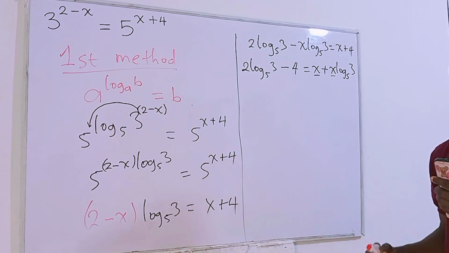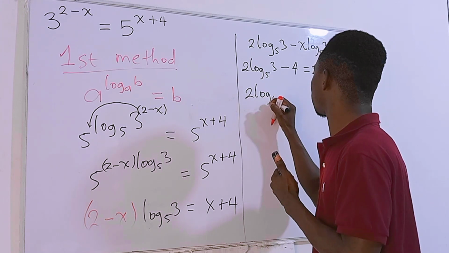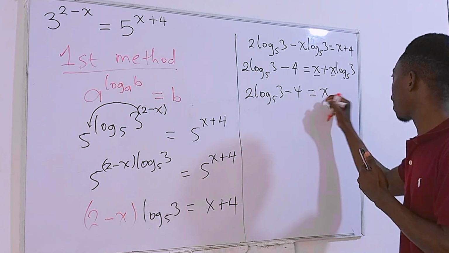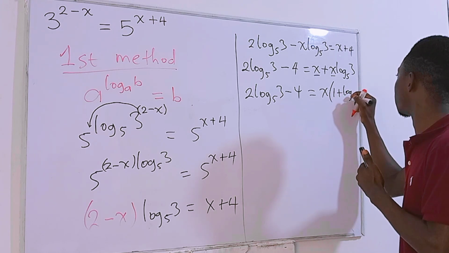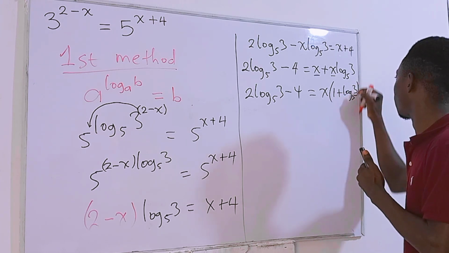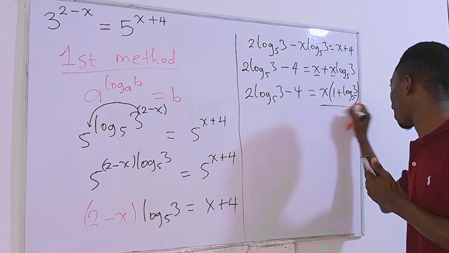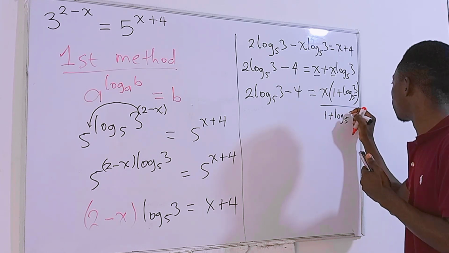Now check this out. We have x here, x here. We can just factor that out. But before we do that, we have to keep the left-hand side, which is 2 log base 5 of 3 minus 4. And this is equal to x out. Then the inside, we have 1 plus log base 5 of 3. Cool. We are after x, so what we will do is that we will divide each side of the equation by 1 plus log base 5 of 3.